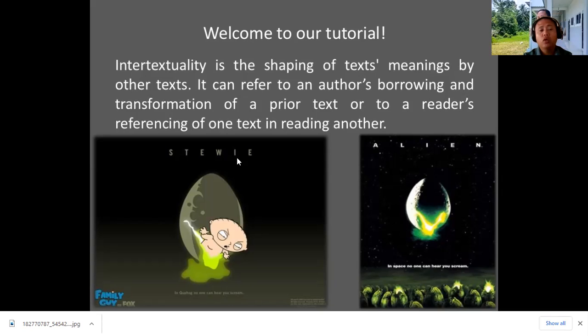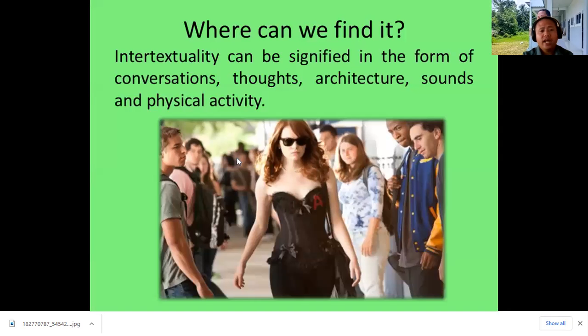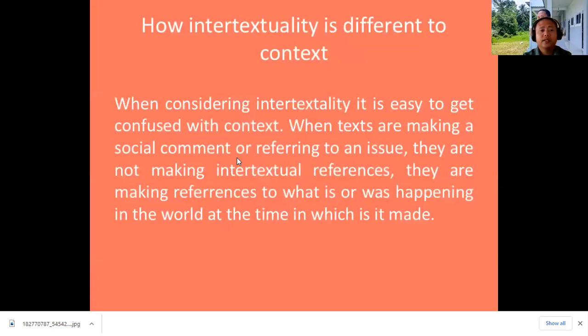So today we will be discussing something that is very special, and that is intertextuality. So what is intertextuality? So where can we find it? Intertextuality can be signified in the form of conversations, thoughts, architecture, sounds, and physical activity.